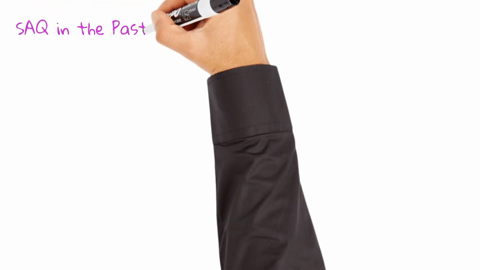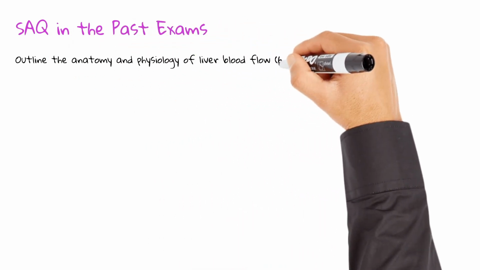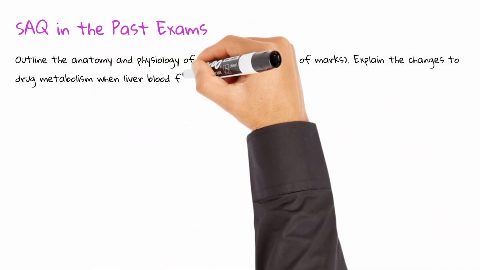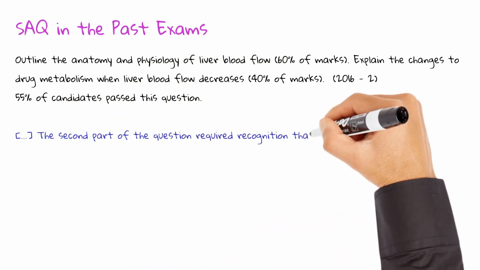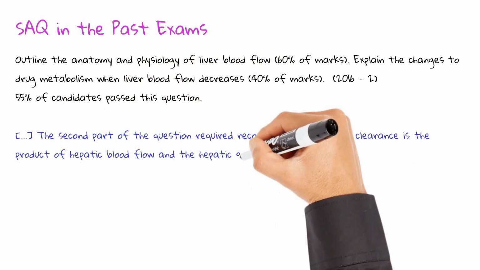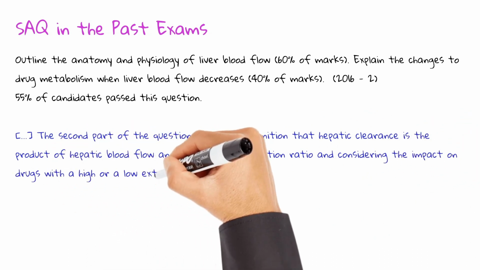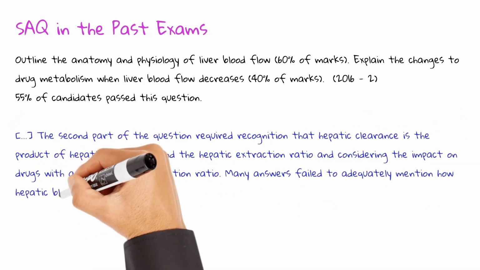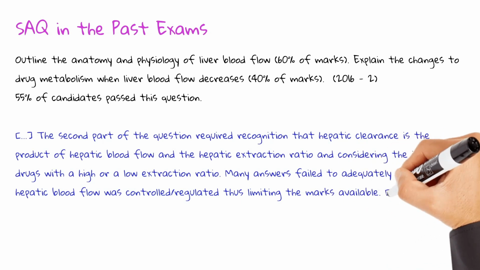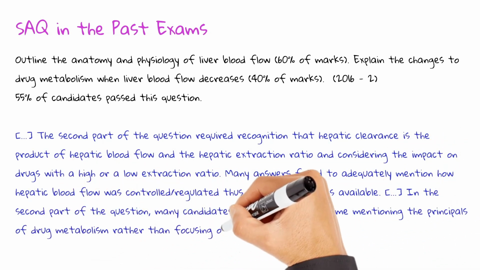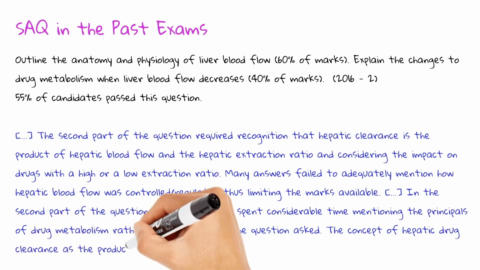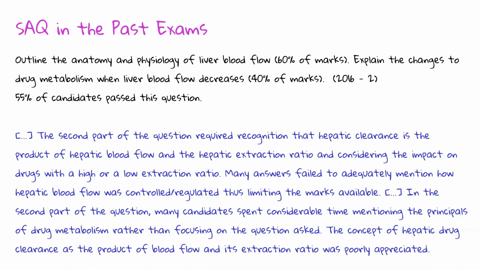The next question appeared in the second sitting of 2016. Outline the anatomy and physiology of liver blood flow. Explain the changes to drug metabolism when liver blood flow decreases. 55% of candidates passed this question. The college's comment on the second part of this question concerning drug metabolism was, the question required recognition that hepatic clearance is the product of hepatic blood flow and the hepatic extraction ratio, and considering the impact on drugs with a high or a low extraction ratio.